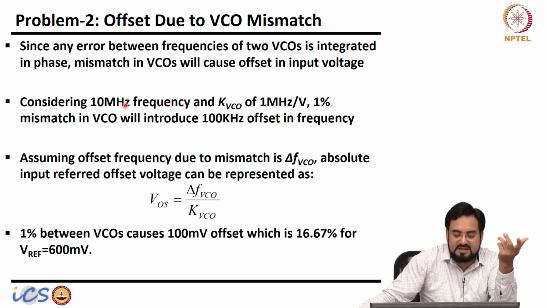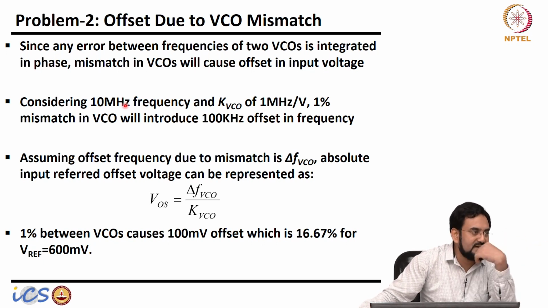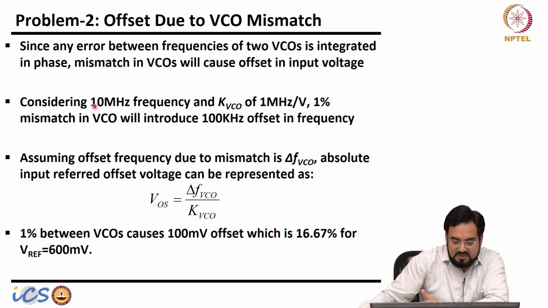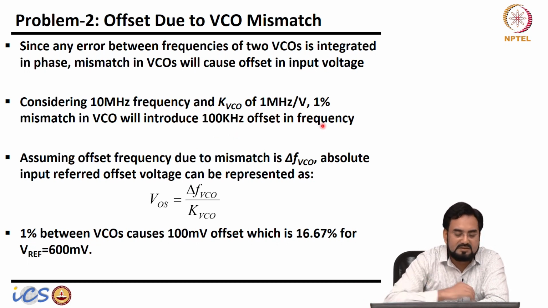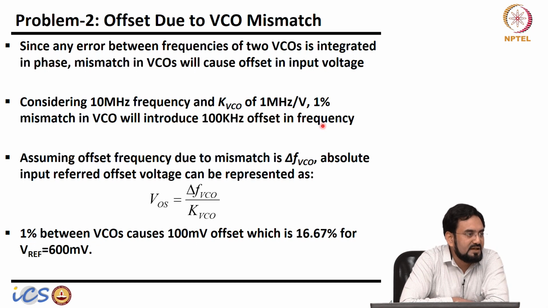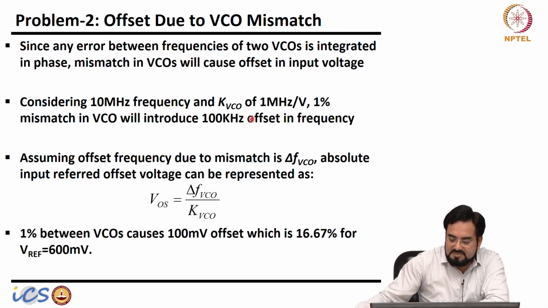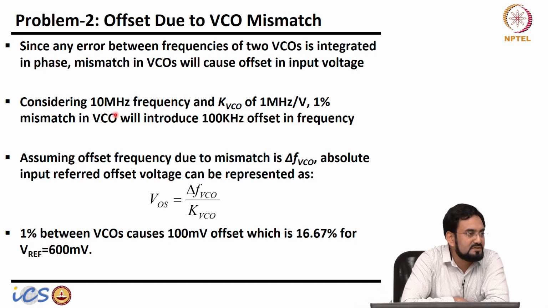I am taking the same case we had in the 10 to 25 megahertz buck, the first buck we had. The requirement there was 10 megahertz free running, and the KVCO we required was 1 megahertz per volt. Now, let us say 1% mismatch in the VCO. So, 100 kilohertz offset in the frequency, correct. 1% of 10 megahertz is how much? 0.1 megahertz. Yeah, so 100 kilohertz.